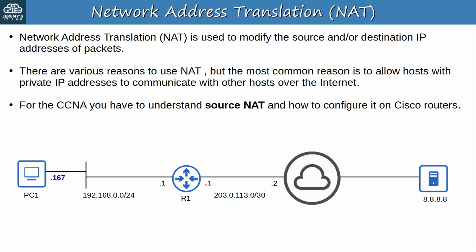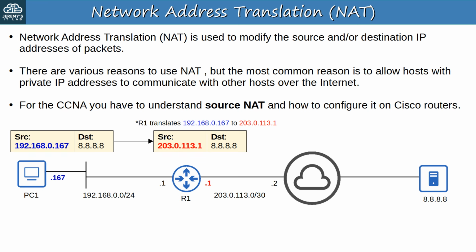Let me give a brief demonstration of how source NAT works. PC1's IP address is 192.168.0.167, and it wants to communicate with the server at 8.8.8.8. So it creates a packet with source IP 192.168.0.167 and destination 8.8.8.8. It sends the packet to its default gateway, R1. This is where the NAT happens. R1 translates the source IP address from 192.168.0.167 to 203.0.113.1, the IP address of its external interface. That's why it's called source NAT, because it translates the source IP address.